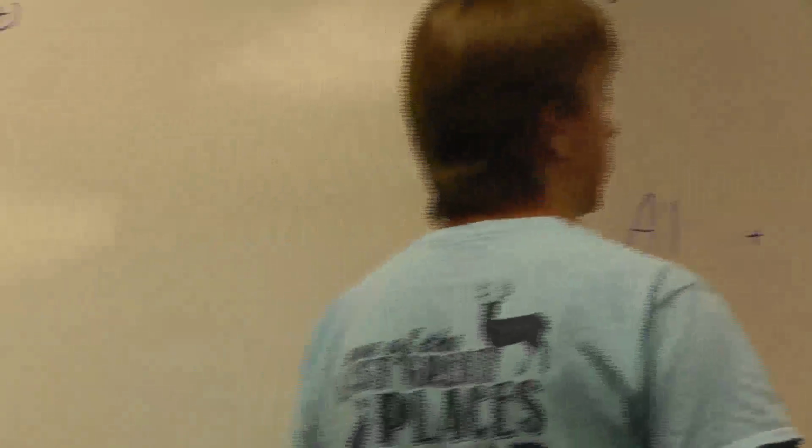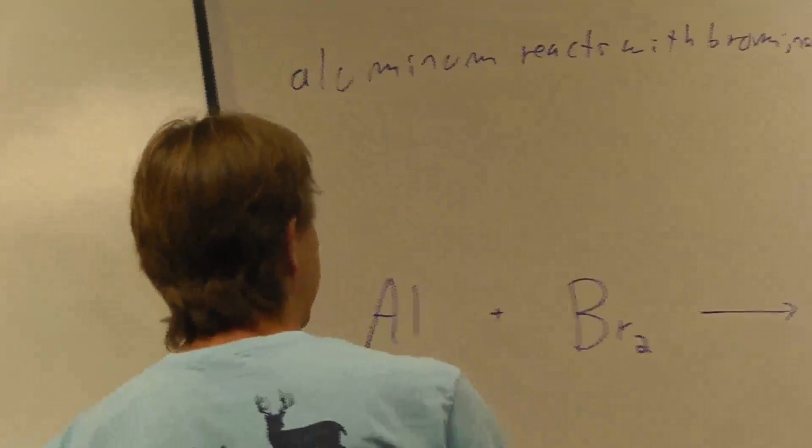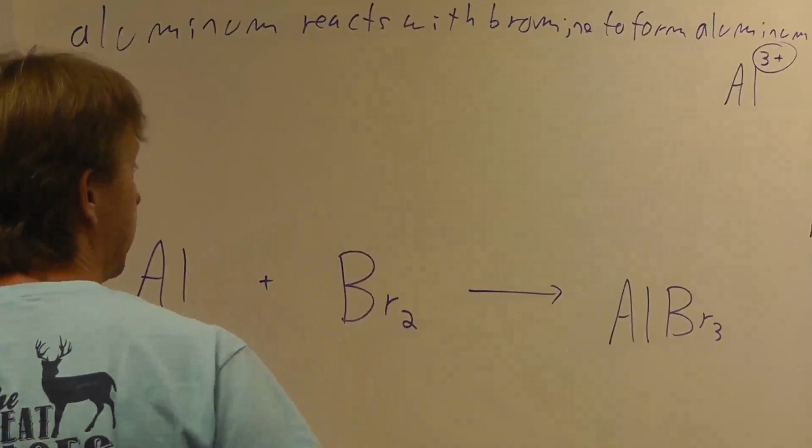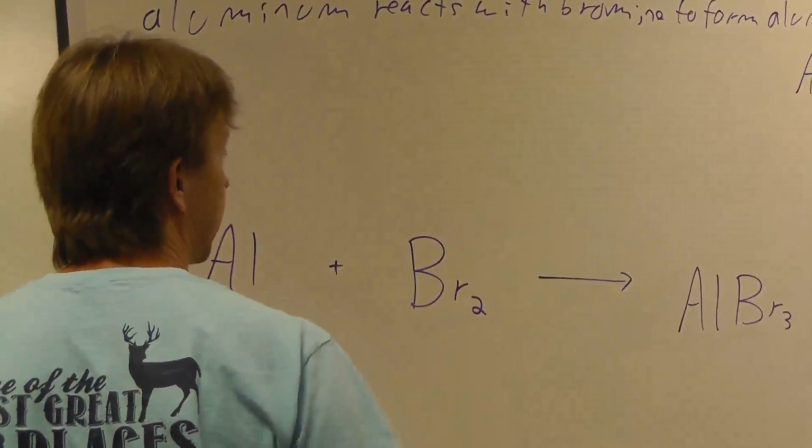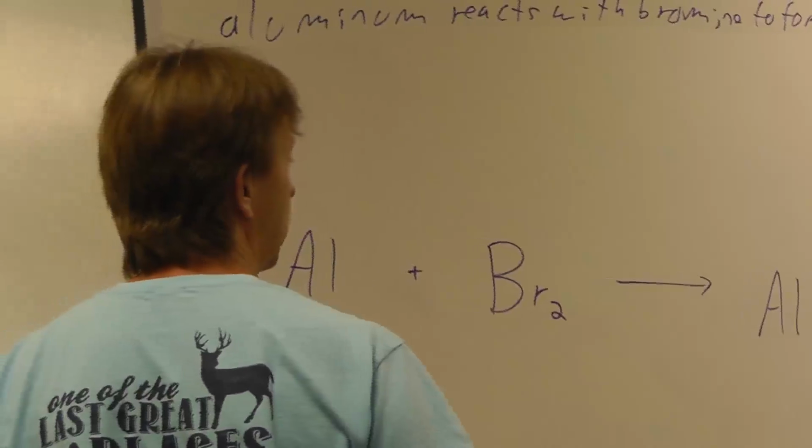Then we need to balance this. 1 aluminum on the left, 1 aluminum on the right. That looks good. 2 bromines on the left, 3 bromines on the right. That's not so good. We've got to make those equal, though.